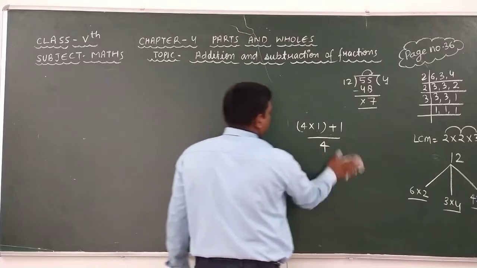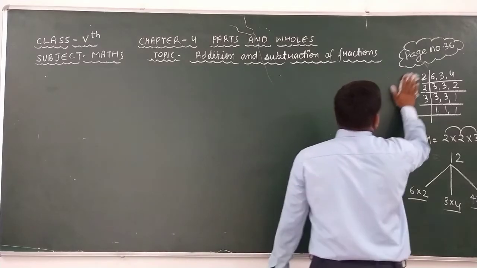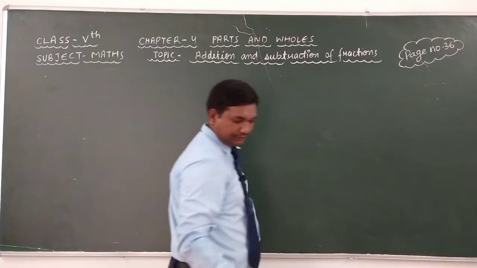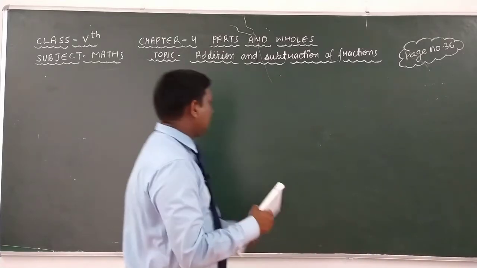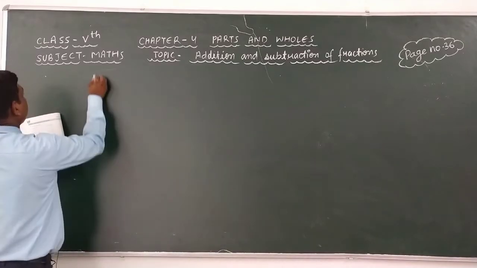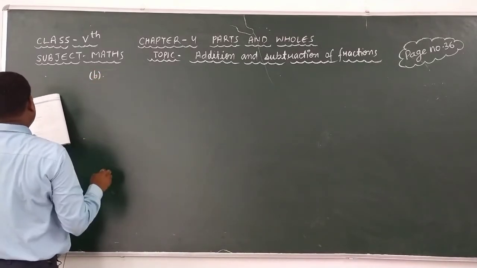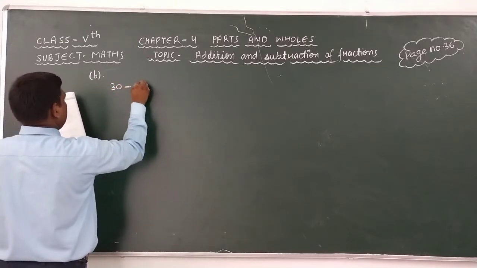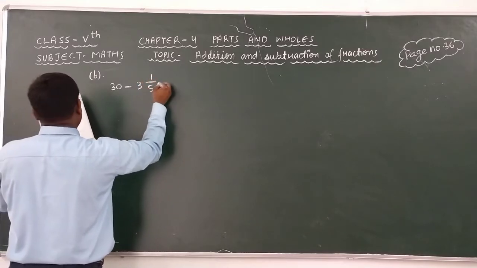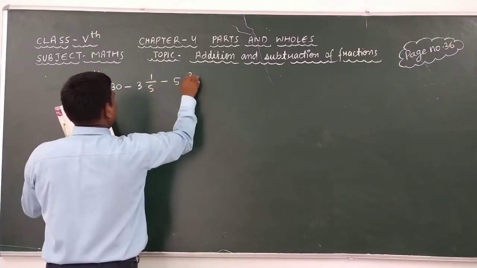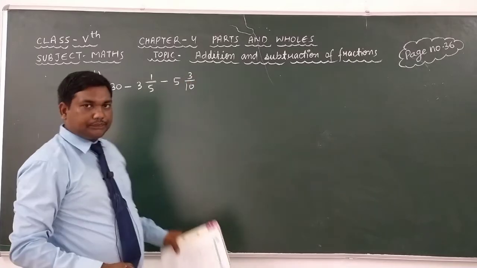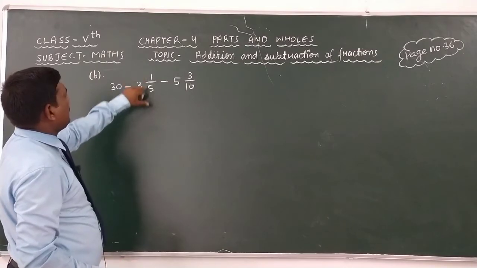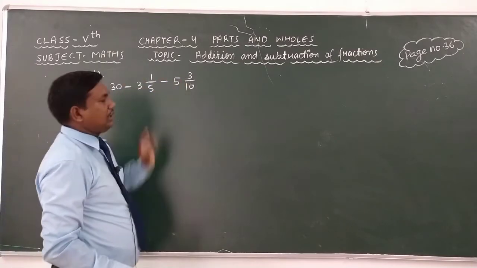Okay, students. Now let's start question number 20 of B. In this question, here given that 30 minus 3 whole 1 over 5 minus 5 whole 3 over 10.